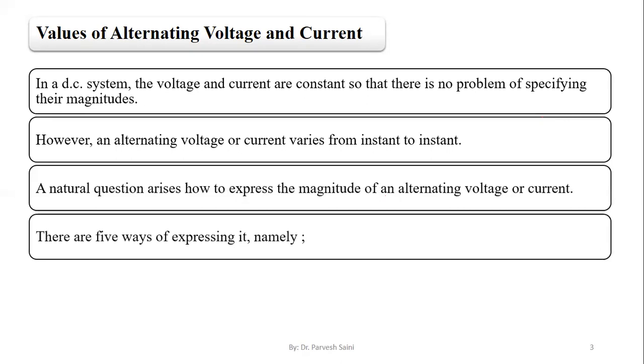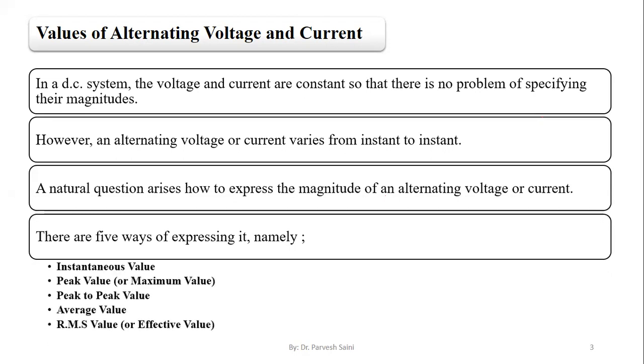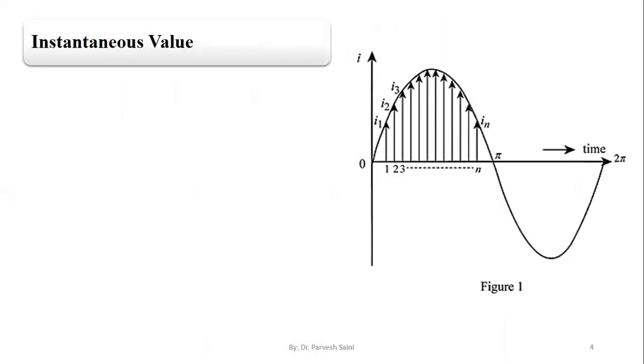Now there are five ways of expressing any alternating signal, meaning there are five different values which are associated with the alternating quantity or alternating signal. And these values are the instantaneous value, the peak to peak value, average value, and the last is the RMS value, also known as root mean square value. Now let us understand this one by one. Now what is an instantaneous value?